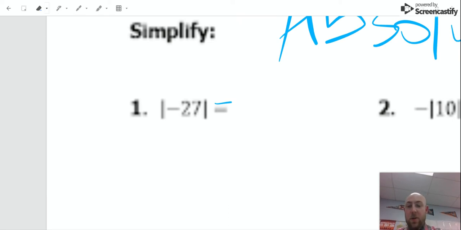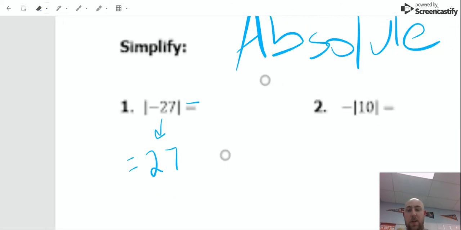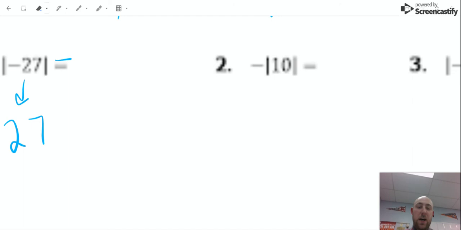Okay, so again, the most basic of basic. Remember that if you've got those two bars, anything in it that's negative is now going to be positive. Perfect, well done. So the absolute value of negative 27 is a positive 27. Now, the absolute value of positive, if it's already positive, it stays positive. It does not become negative.